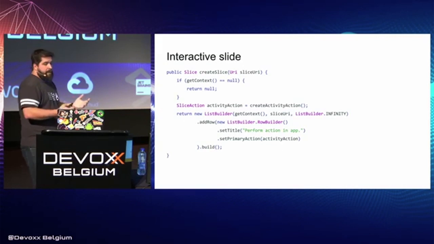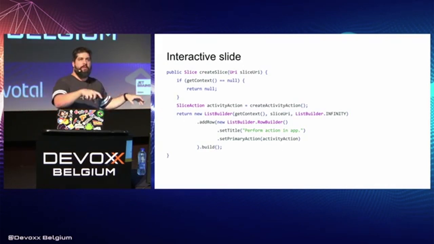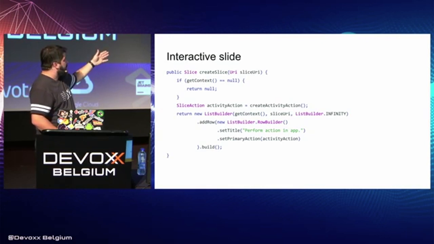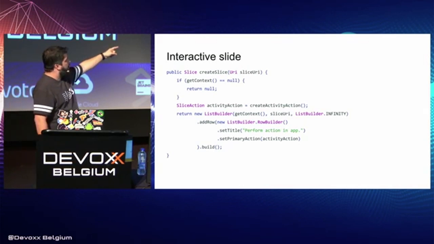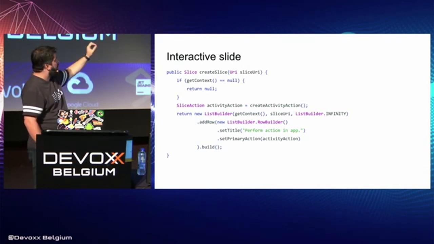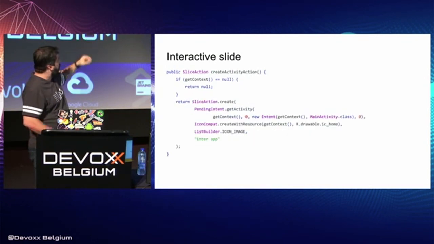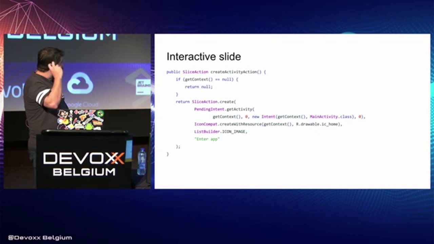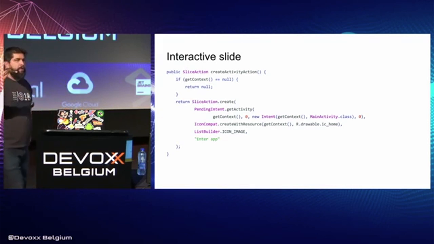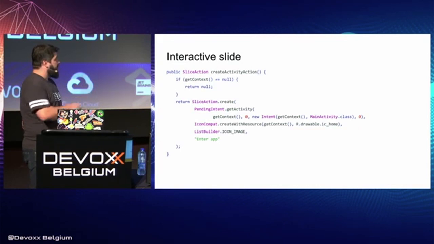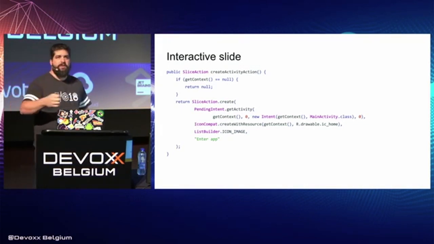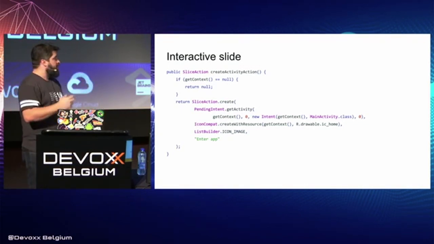So for example, you can have an interactive slice, right? Instead of just showing information, you could have, for example, a button. In this case, we are using a list builder, adding a row here, and then setting the primary action. Then we use the slice action, and we create a pending intent, calling what you want to call, for example, entering the app, or if you want to launch a URL. What else do you want to do? You can use the pending intent to launch your activity. In this case, we are launching the main activity class, but you can launch, or start, for example, another service or a broadcast receiver. So this is the way.